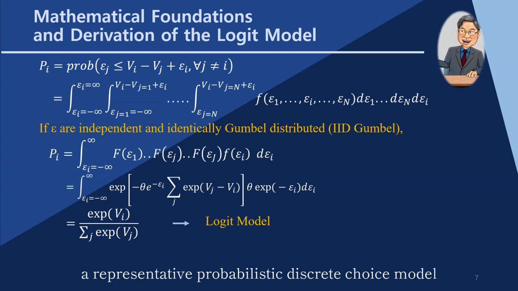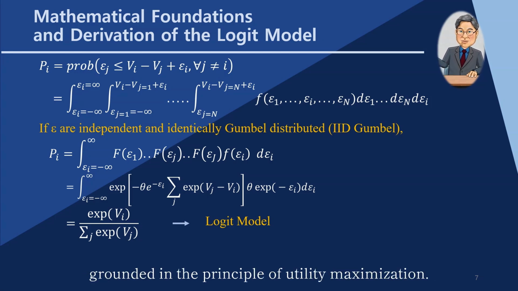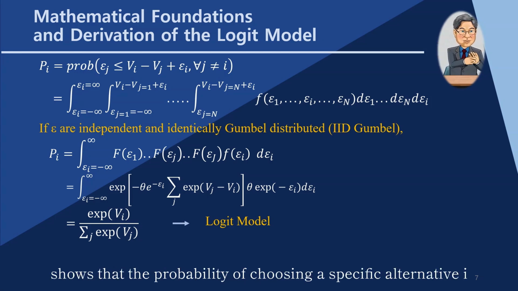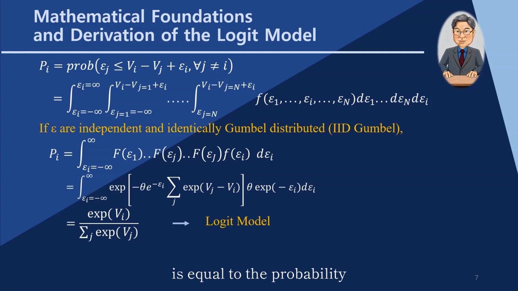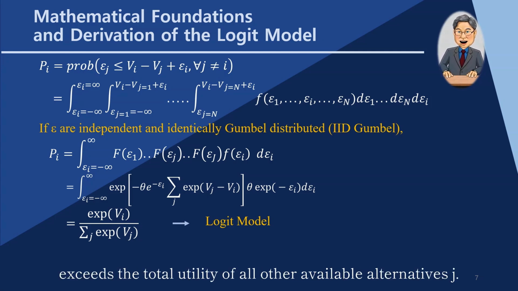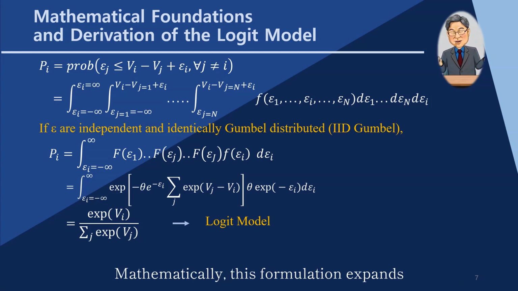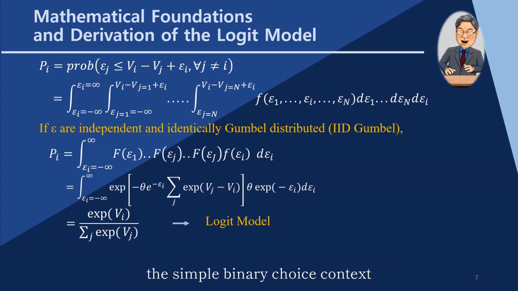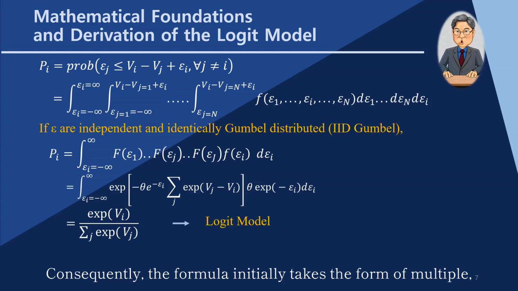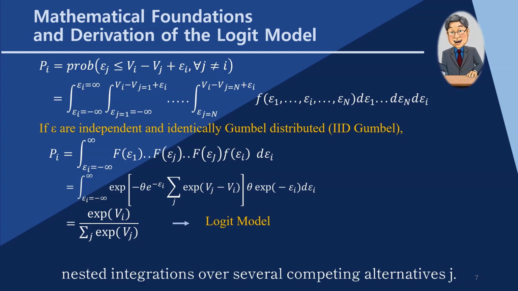The Logit model is a representative probabilistic discrete choice model grounded in the principle of utility maximization. The fundamental expression on the screen shows that the probability of choosing a specific alternative I is equal to the probability that the total utility of alternative I, Vi plus epsilon I, exceeds the total utility of all other available alternatives J. Mathematically, this formulation expands the simple binary choice context shown in the previous graph into a multinomial choice framework. Consequently, the formula initially takes the form of multiple nested integrations over several competing alternatives J.